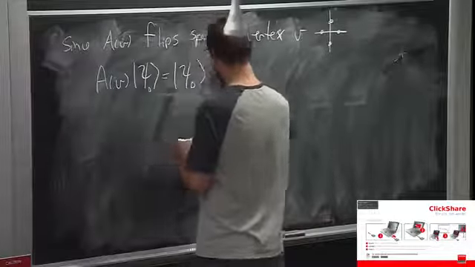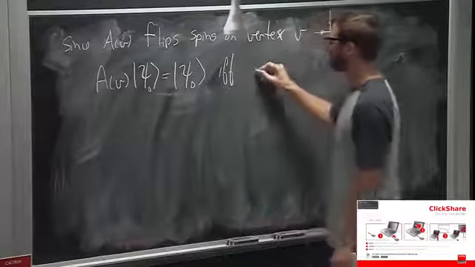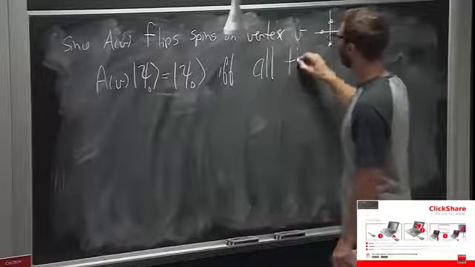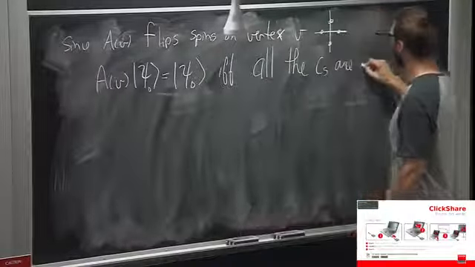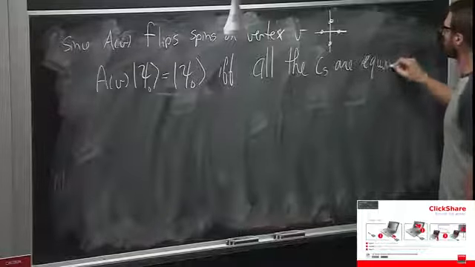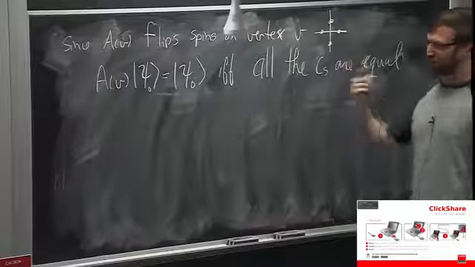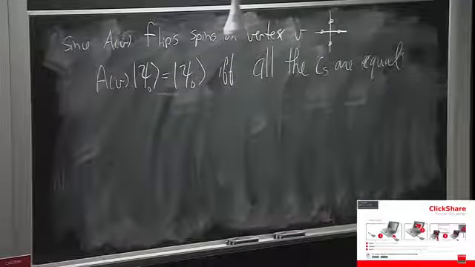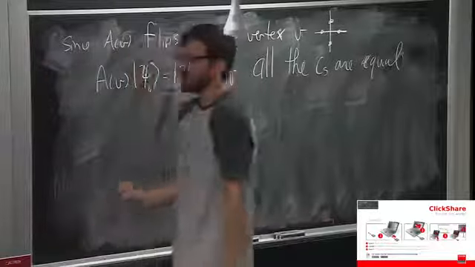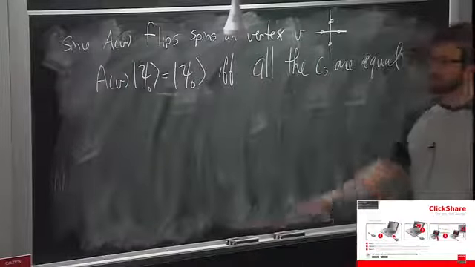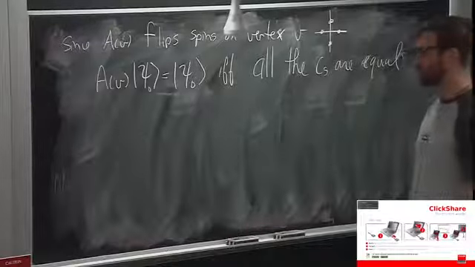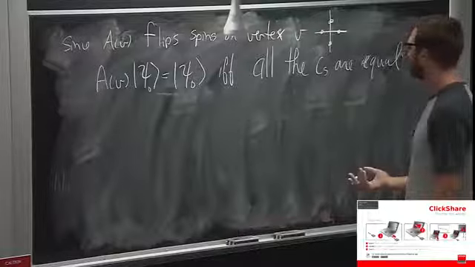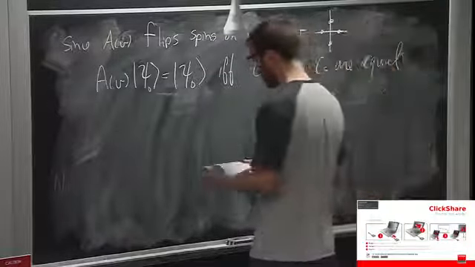And that only holds if all the C's are equal. Because when you operate by that stabilizer, that vertex Hamiltonian, you'll move around in the different sigma z states, since it's a product of sigma x operators. So you'll change the wave function unless all those things are weighted equally in the superposition. So all the C's are equal to 1.